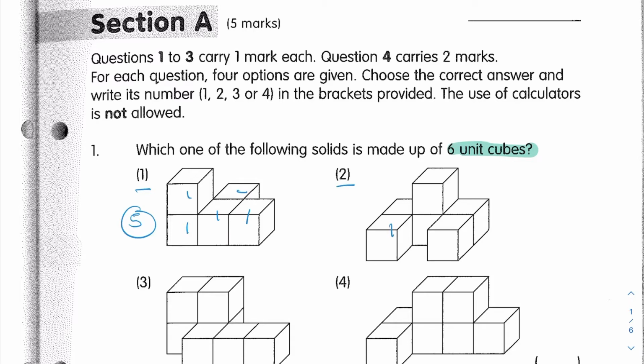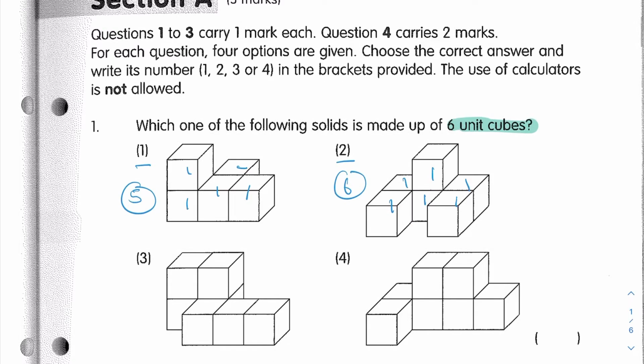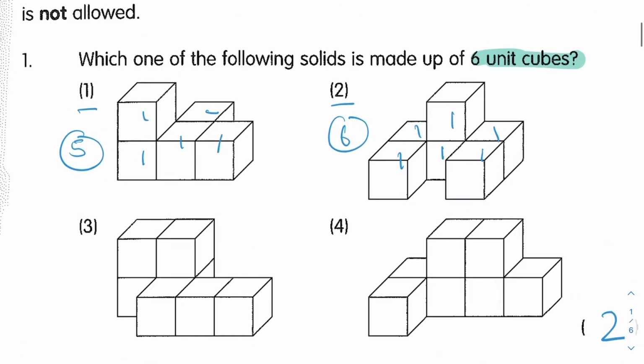Option 2, 1, 2, 3, 4, 5, 6. So there are 6 unit cubes here. So it looks like the answer should be 2, but let's look at the other 2 options as well. Option 3, 1, 2, 3, 4, 5, 6, 7. Well, option 4 has 1, 2, 3, 4, 5, 6, 7 cubes as well. So yes, the answer should be 2.